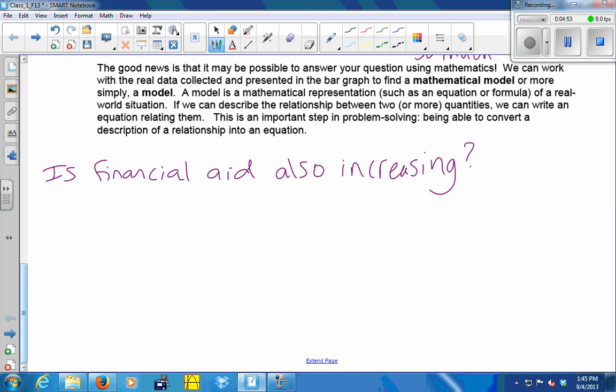Okay. So the good news is that it may be possible to answer these questions using mathematics. Okay, so we can work with the real data collected, presented in the bar graph, to find a mathematical model, or simply a model. And a model is a mathematical representation, like an equation or a formula, of a real-world situation. It can describe the relationship between two or more quantities. We can write an equation relating them. So this is an important step in the problem-solving process, being able to convert a description of a relationship to an equation.